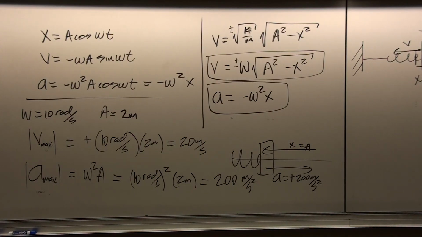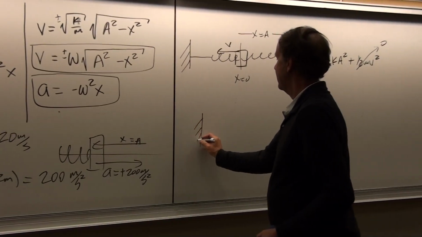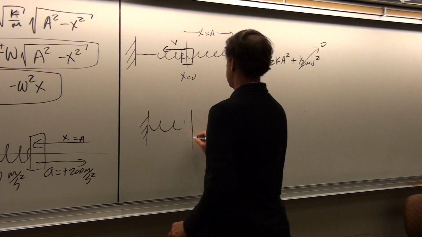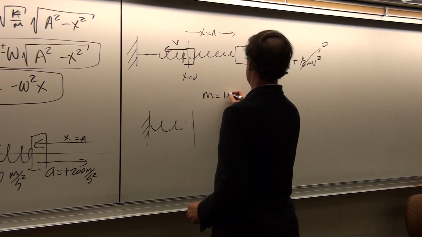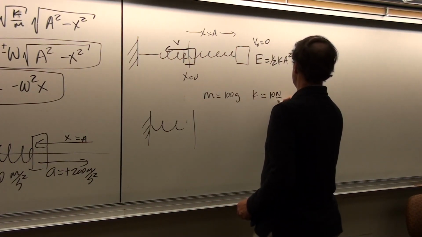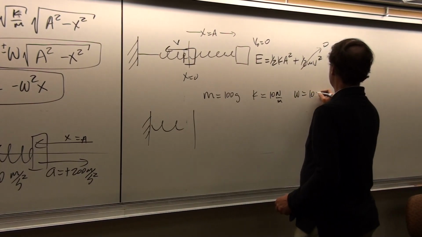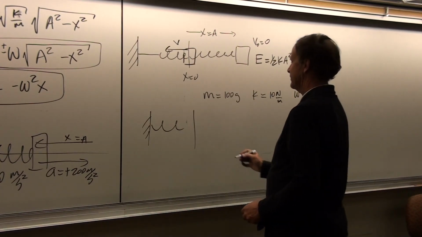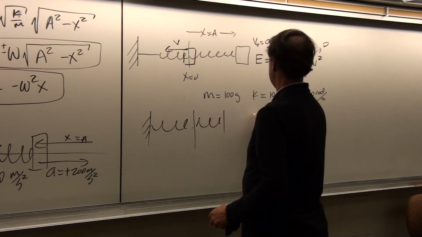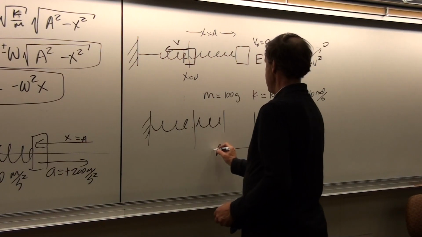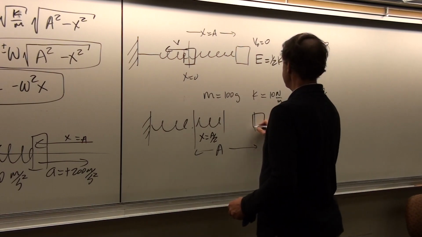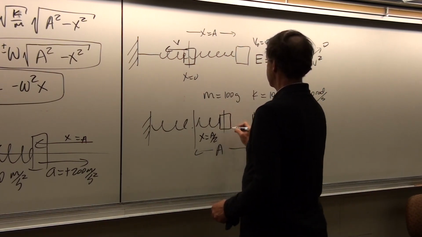All right, so let's do an example. Let's say that we have a mass, and from before, we can set the mass equal to 100 grams and the k value again equal to 10 newtons per meter, so that the omega value is 10 radians per second, as we did before. And then, let's say that this distance here is a, but we let x go to a over 2. So in other words, we release this thing from rest until it reaches this point.